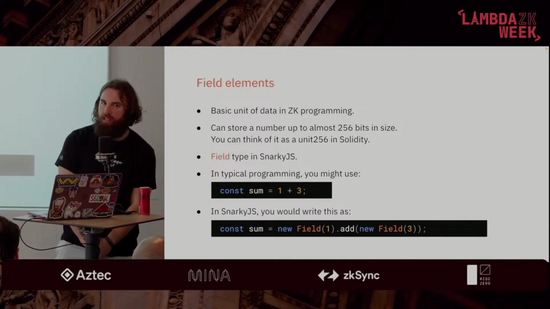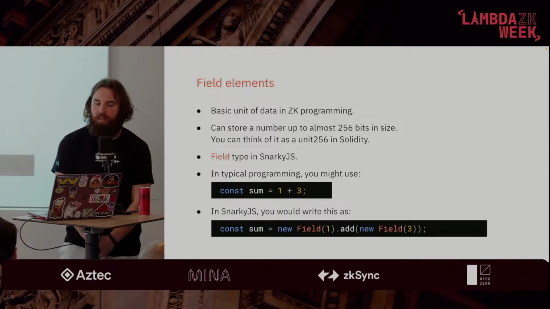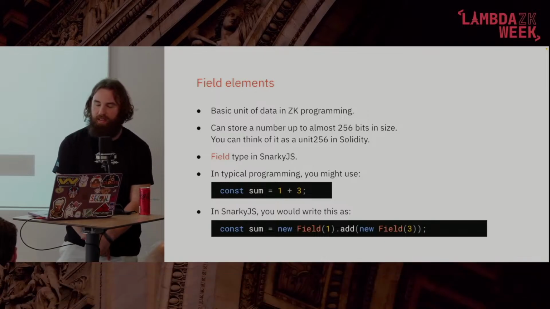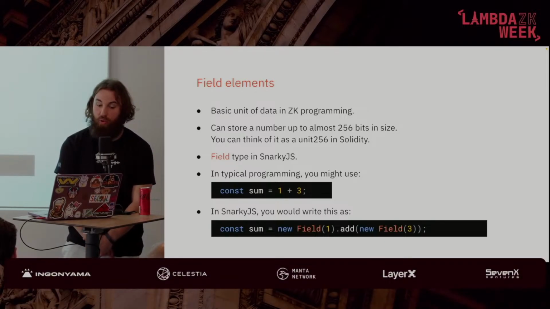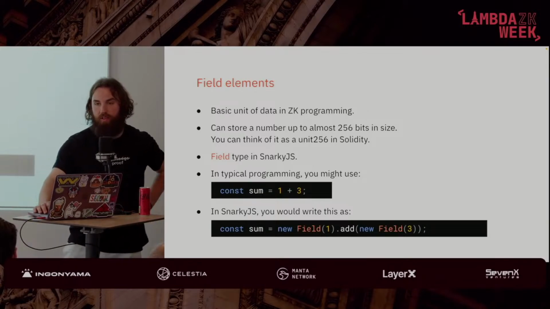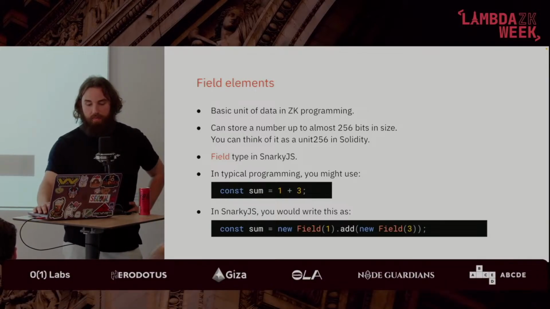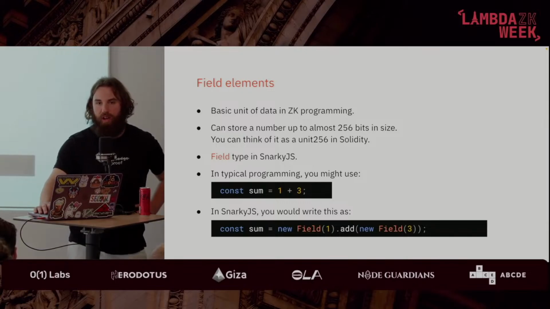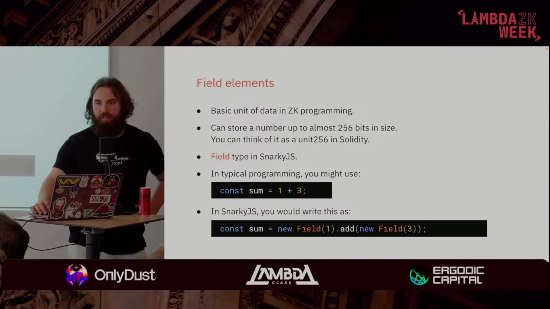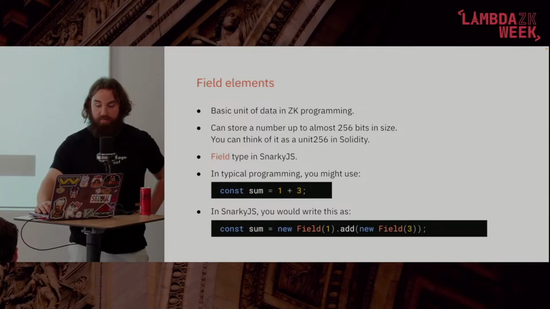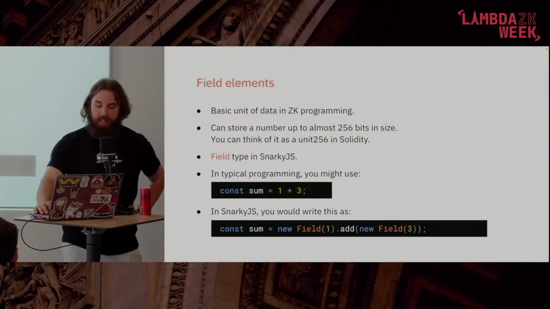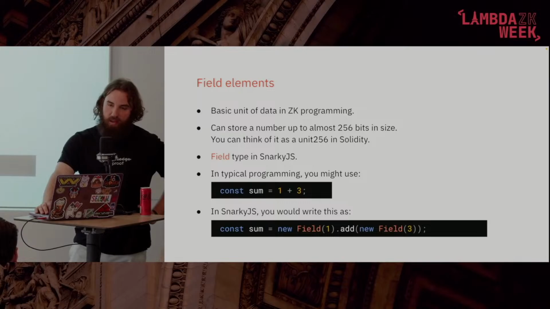When you're doing things in Snarkyjs, the first thing that you need to know is that you have to use field elements to store your data, to push data around, and that's because of how the cryptography works. It needs to be finite field elements that you use because of how the proof system handles data. So you can store numbers of up to almost 256 bits in a field. So there's a type in Snarkyjs, which is Field.